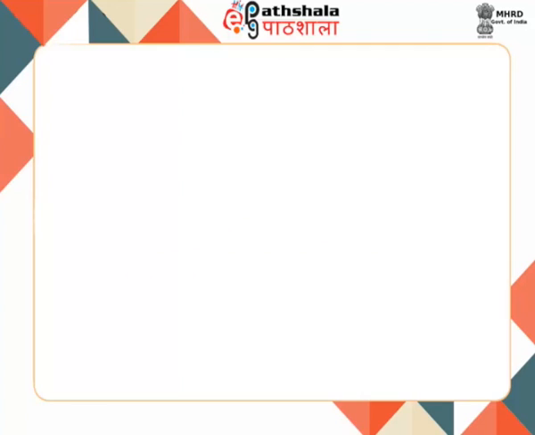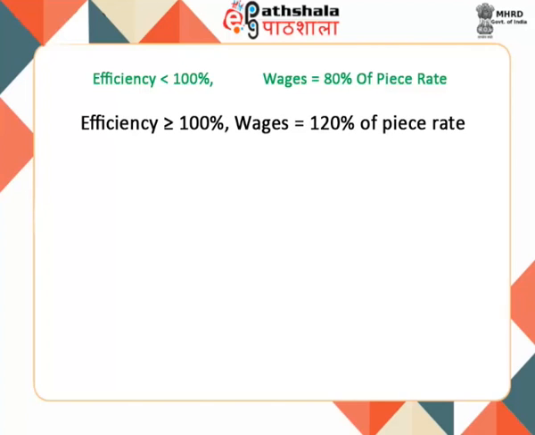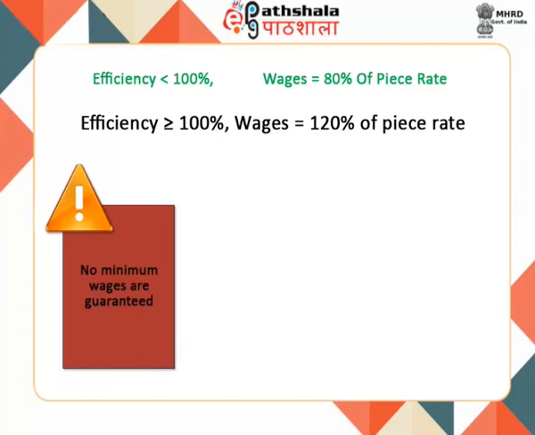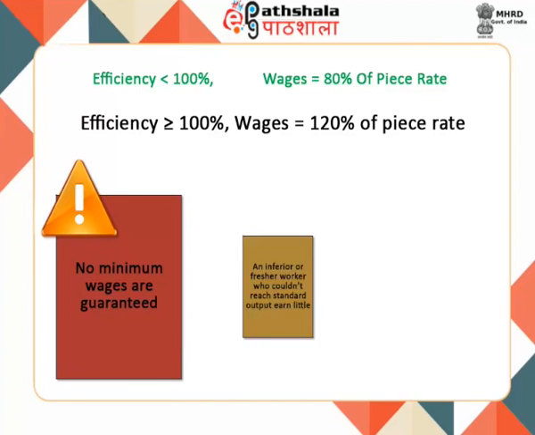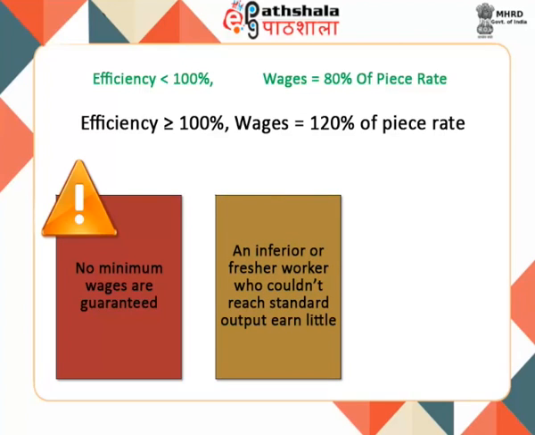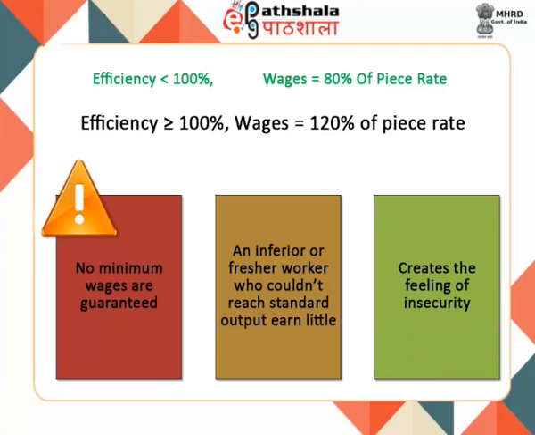Thus, the plan differentiates between efficient and inefficient workers. When efficiency is less than 100%, wages will be 80% of piece rate. When efficiency is more than or equal to 100%, payment is at 120% of piece rate. The major limitation of this plan is that no minimum wages are guaranteed. An inferior or fresh worker who couldn't reach the standard output could earn very little because of the lower rate. This created a feeling of insecurity among the workers.